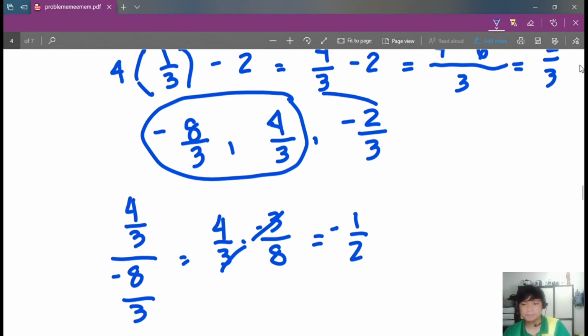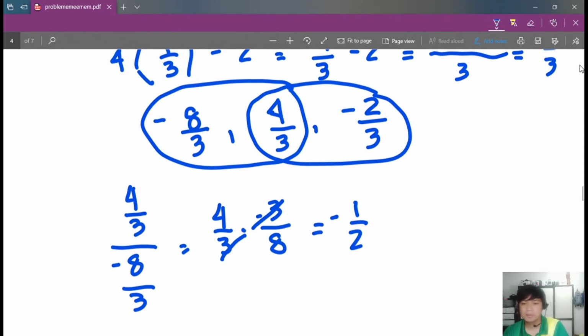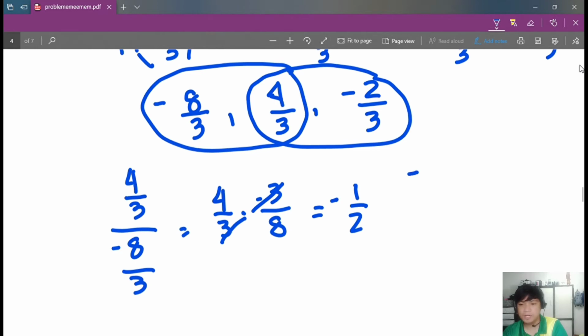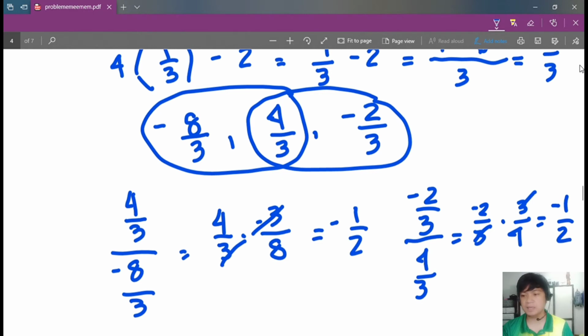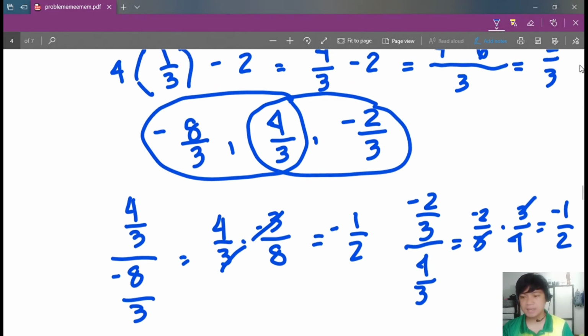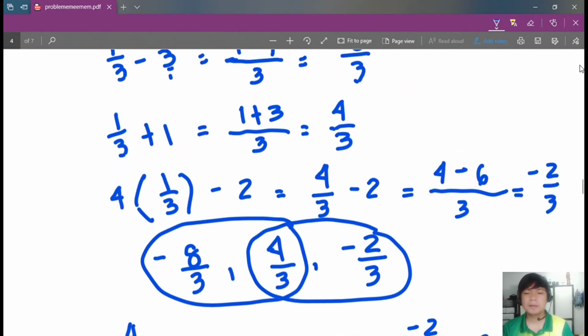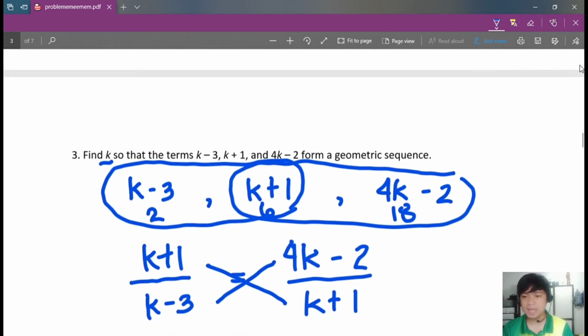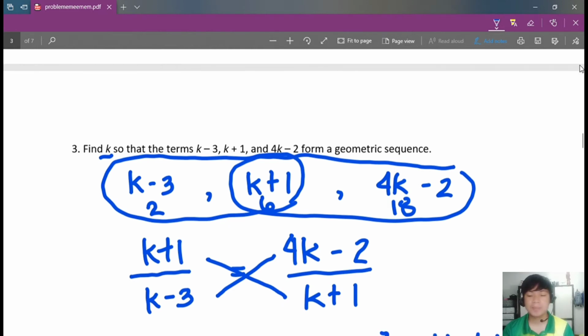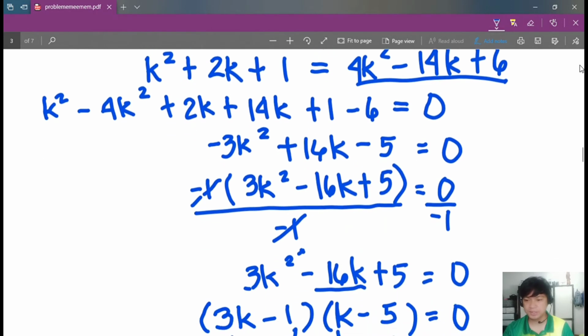Now these other two: negative 2/3 divided by 4/3. So negative 2/3 times the reciprocal, 3 over 4. So negative 2 over 4, and its lowest term is also negative 1/2. So it has a common ratio. Okay? That is our checking. The checking is not really necessary. Checking is done to double-check if our answer is correct. So it has a common ratio when k is equal to 1/3 and when k is equal to 5. So the values of k are 1/3 and 5. We already answered the problem: find k. That is our solution.